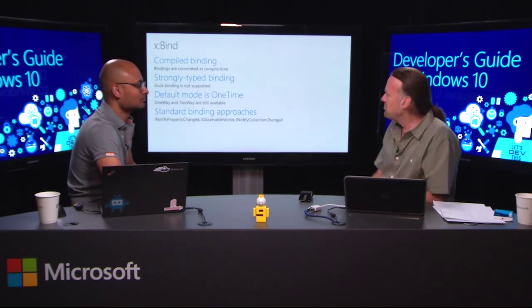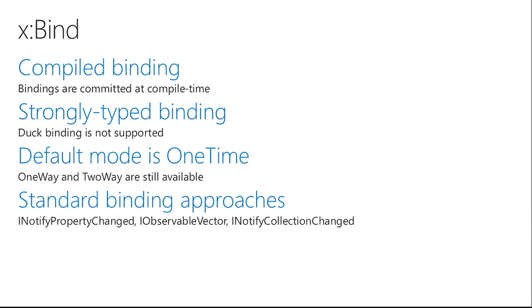So it's compiled binding, strongly typed. Duck binding is not supported, so all your binding statements are resolved at compile time. Now here's one change. We were saying before that with classic binding, the default is one way. Not with x:Bind. This is one thing that, if you're doing a drop-in replacement, might trip you up. The default now is one time.